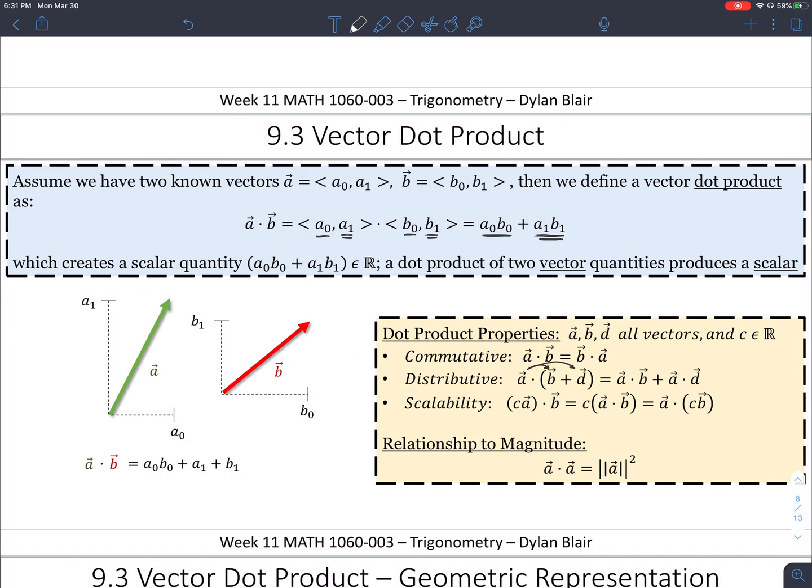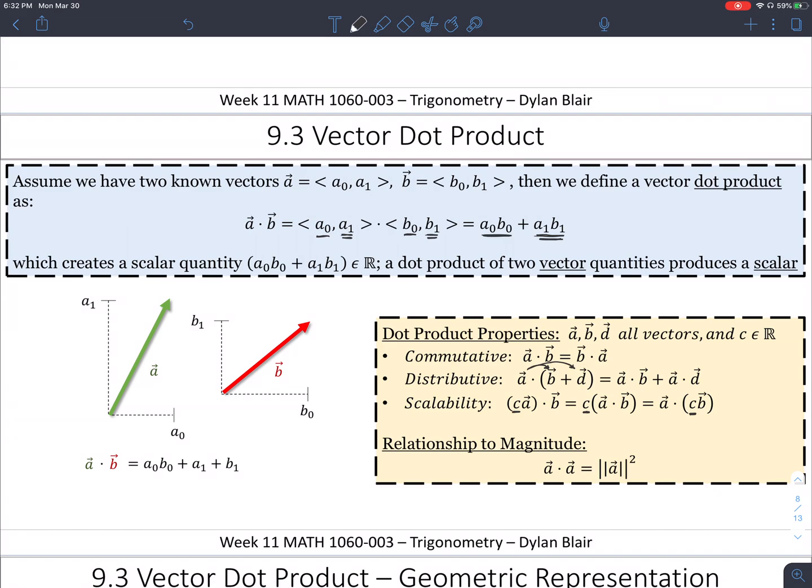And then we also have a scalability property. What the scalability property means is it does not really matter what we scale. We can scale vector A and then dot that result with vector B, or we can dot our A and our B quantities and then scale it, or we can take our vector A and dot it with our scaled version of vector B. Okay, so it doesn't really matter which we scale. They're all equivalent.